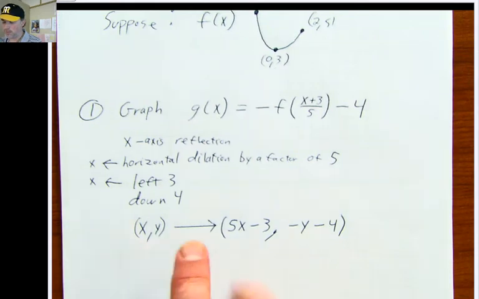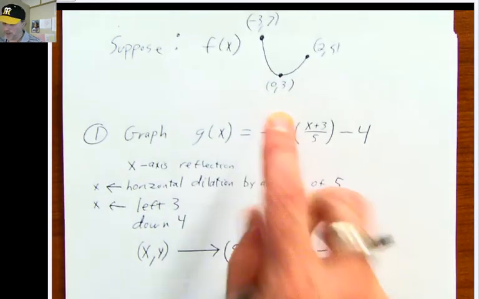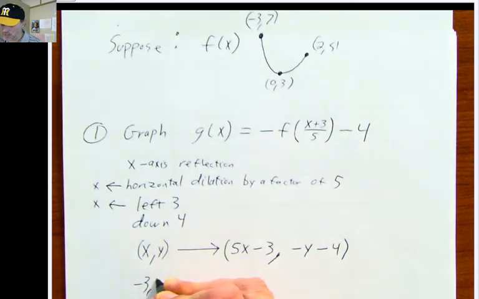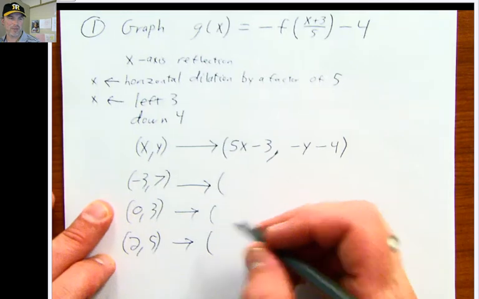So I need to do these transformations onto these 3 points up here. I then write out my list: negative 3, 7; 0, 3; and 2, 5. I like to go coordinate by coordinate so I don't get so confused, because this can get complicated.